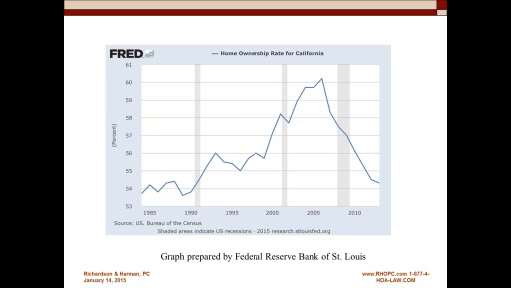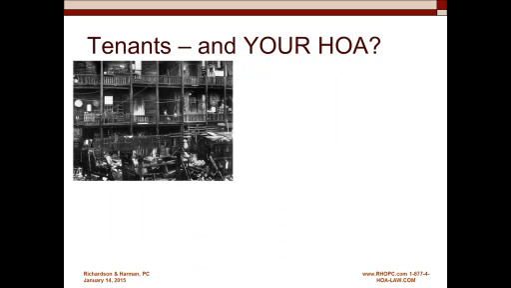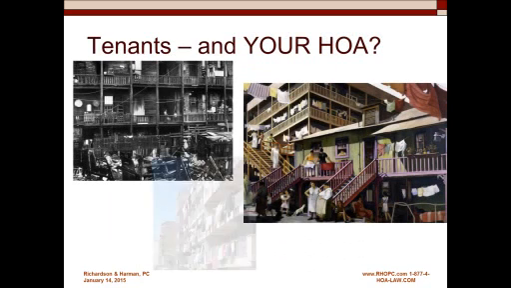Well, it means that you're going to be dealing with tenants in your community, and it's probably unrealistic to think that it's a factor that's going to go away. So with that, let's talk a little bit about your observation of tenants in your associations.